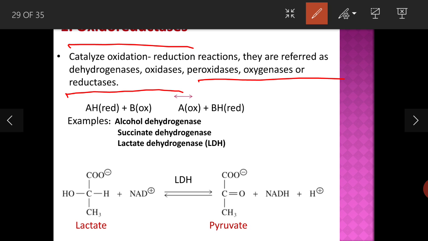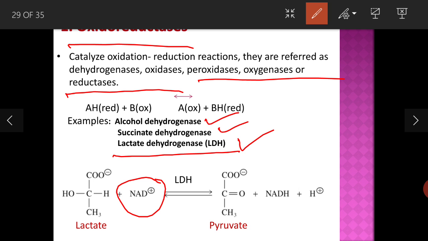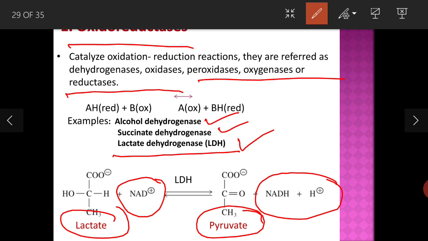Examples I have: alcohol dehydrogenase, succinate dehydrogenase, lactate dehydrogenase. Here you can see the type of reaction lactate dehydrogenase is catalyzing. Lactate is converted to pyruvate, and NAD is acting as a coenzyme here. NAD is getting reduced to NADH plus H+ ion. So lactate, which was in reduced form, is getting converted to the oxidized form, pyruvate.